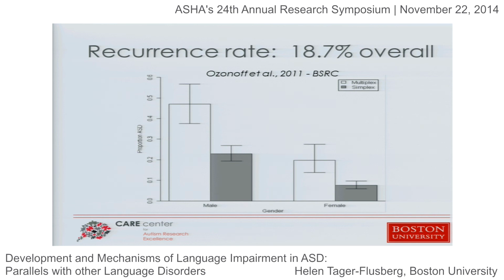And in white, what you see, these are infants who have more than one older sibling with a diagnosis of autism. So what you can see here at the highest group is if you have two older siblings and the baby is a male, that baby has a 50%, almost a 50% chance. Okay, but it's 18.7% overall.